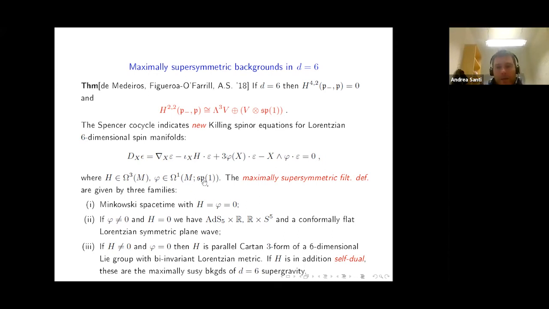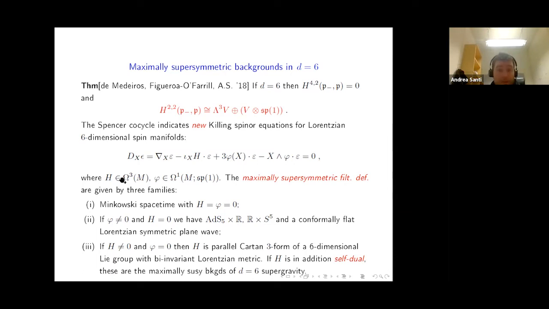Okay, and the maximally supersymmetric filtered deformations: first, Minkowski space-time, the flat case, where H and phi are zero. And then either H or phi is turned on. If phi is turned on, it doesn't really matter which element in Sp(1) you get. They are all equivalent for adjoint orbits. And you'll get AdS5, okay. It doesn't matter the element in Sp(1) that you have, but you still have the causal type of phi. So you'll get AdS5 x R, R x S5, and in the null case, a conformally flat Lorentzian symmetric space again.